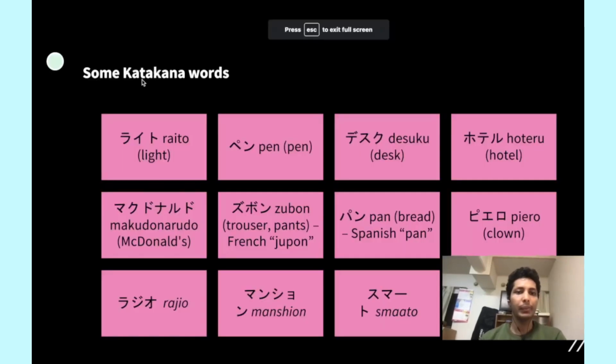So here are some examples of typical katakana words. As I said, the katakana writing system is only used to write foreign words but not native Japanese words. So now, light is an English word and you want to write it in Japanese, so you will not use hiragana but you will use katakana, and that will be raito. So this is raito. Next is pen. It came from English, so we need to write it in katakana.